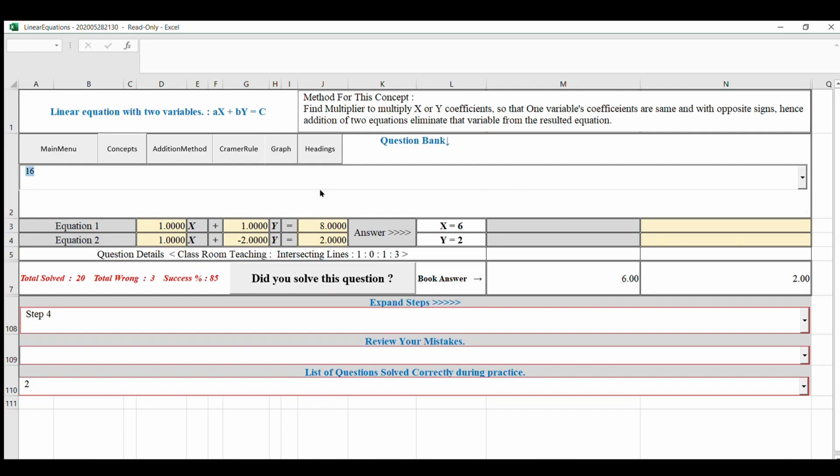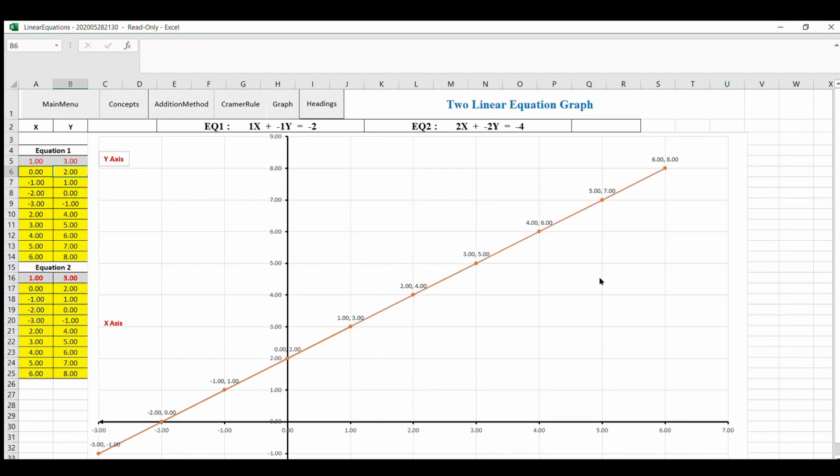Now let's choose example number 17. Let's go back to graph. Look at it. What has happened? There is only a single line. That means the lines are overlapping, so all the points belong to both the lines. Did you see this? In the same way, we have taken equation 1, equation 2 and calculated respective y's for 10 assumed values of x, and then we have drawn a graph.